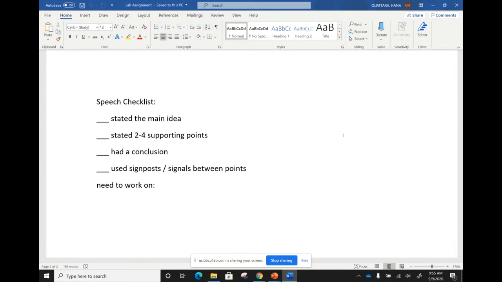So we can use that one as we're listening to our classmates, but we can also use this one that I have on the screen. I have just 4 simple things. Did the speaker state the main idea? We can put in the blanks yes or no, or we can check it, yes. Did the speaker state 2, 3, or 4 supporting points? If they did, we can check that. And then, did the speaker have a conclusion? If yes, we can check that. And then the last one is that did the speaker use signposts or signals between their points? Okay, so this is our checklist. As we're listening, I want you guys to listen for these 4 things, okay?